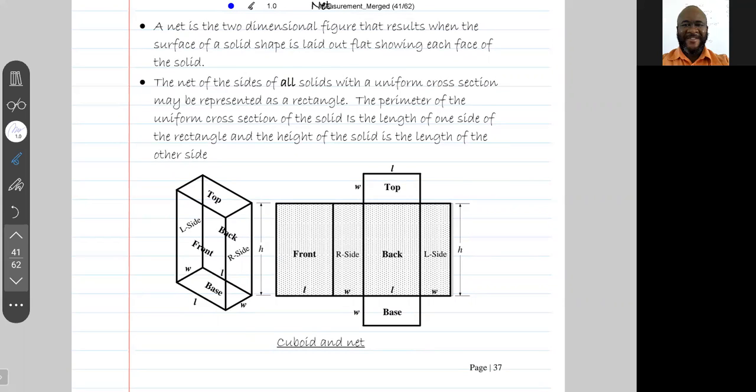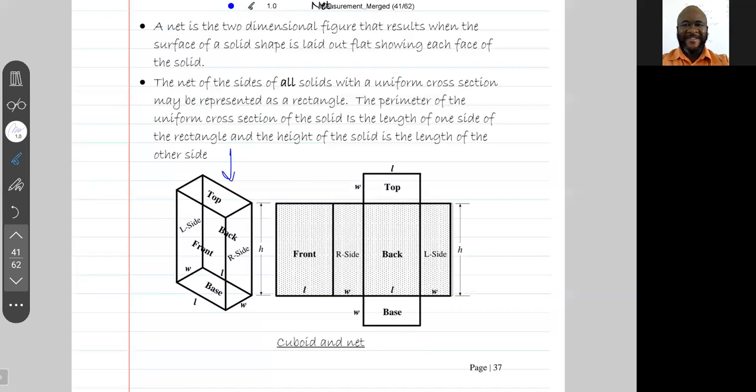But this is important, guys. The net of the sides of all solids with a uniform cross-section, so we're not talking about the top and the bottom, may be represented as a rectangle. Guys, now, so here it is that we have this cuboid.